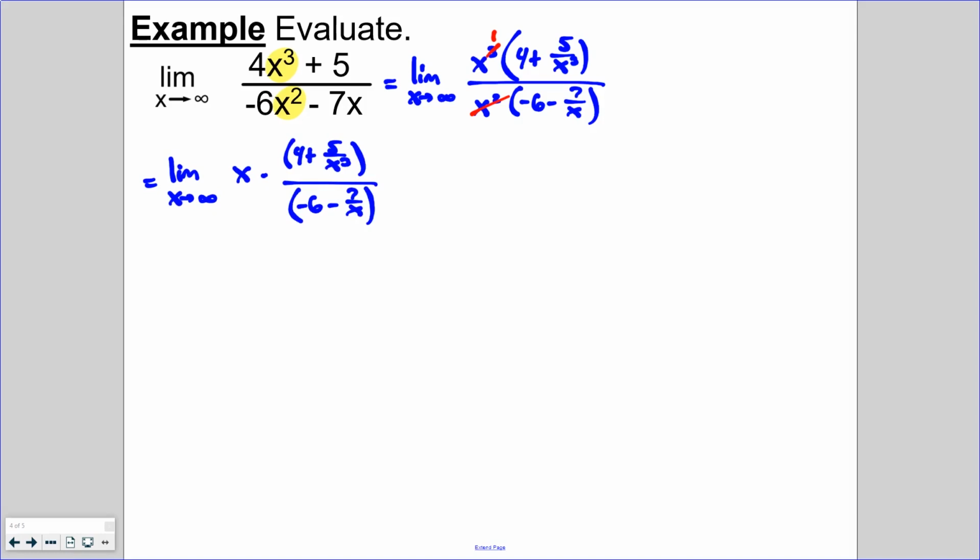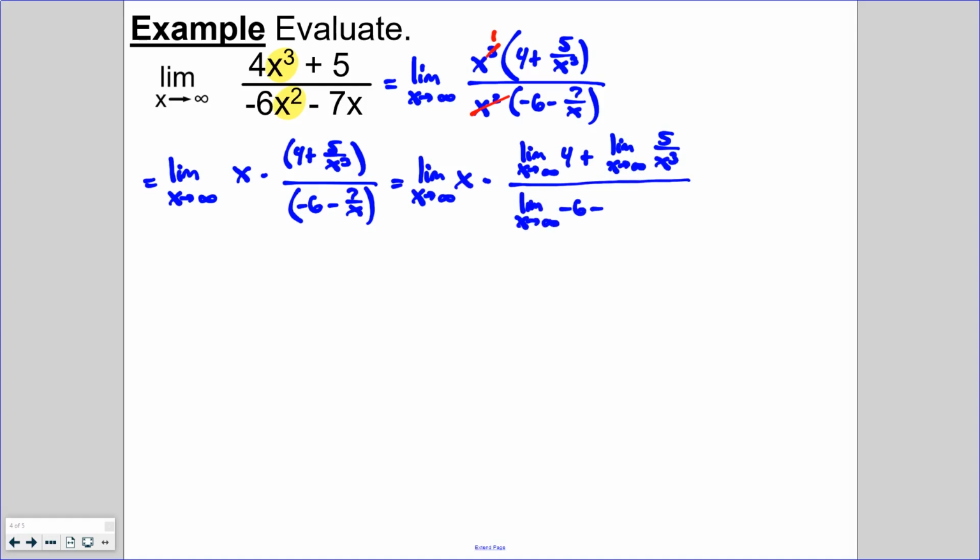And now we can apply the limit to everything. So we're going to have the limit as x approaches infinity of x times the limit as x approaches infinity of 4 plus the limit as x approaches infinity of 5 over x cubed, over the limit as x approaches infinity of negative 6 minus the limit as x approaches infinity of 7 over x.